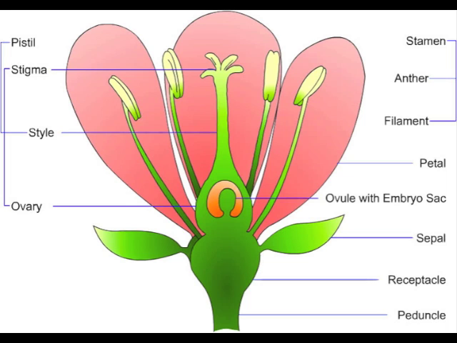The ovary often supports a long style topped by a stigma. The mature ovary is a fruit, and the mature ovule is a seed. The stigma is the part of the pistil where the pollen germinates. And lastly, the ovary is the enlarged basal portion of the pistil where ovules are produced.